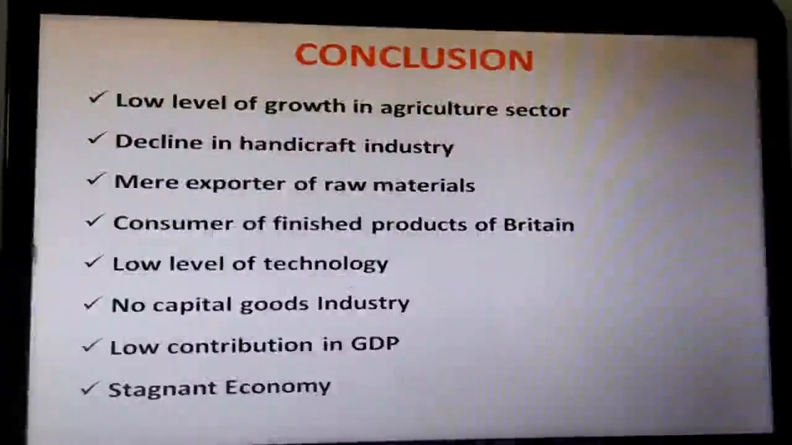So to conclude, we can say that there was a low level of growth in the agriculture sector during the colonial rule. There was a decline in the handicraft industry. We were just the exporter of raw material and consumer of finished products. There was a low level of technology, no capital goods. As I said, capital goods means the production of machineries, tools or equipment, which we were lacking in, and that is why technologically we were very much backward.